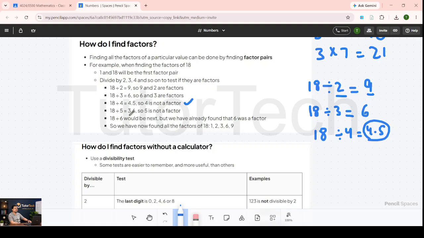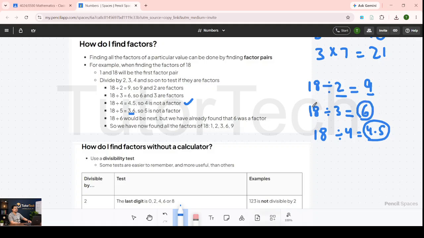After that, 18 divided by 5 gives an answer of 3.6, which is not an integer. It gives you a decimal number. So 5 is not a factor. And 18 divided by 6 would be the next, but we have already done that, so 6 is also a factor.